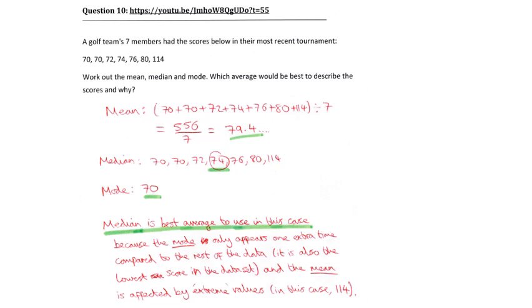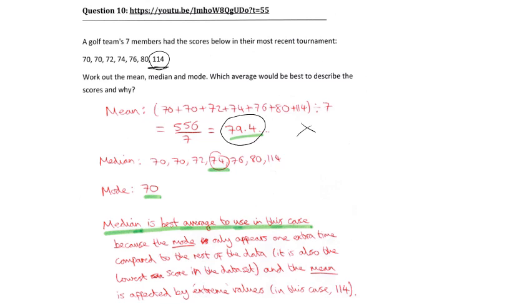Then it asks us to think about which average would be best to describe the scores and why. Okay, so within my data, I have got an anomaly here of 114. That's very different to all my other scores. Now, my mean is affected by this anomaly because it's part of this calculation. So this mean here is probably higher than we'd expect it to be because it's been pulled higher by the fact that I have one very high score there. So mean probably isn't a good one to use.